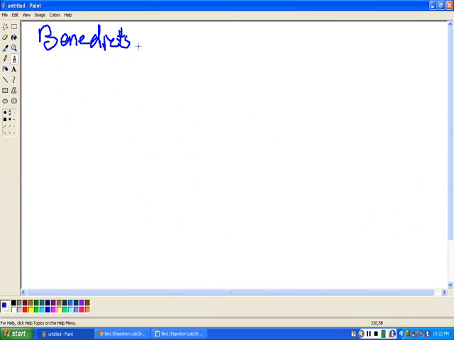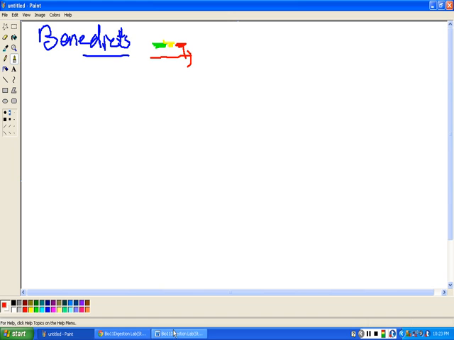And remember, Benedict's solution is the test for monosaccharides. It's blue in color, generally speaking, and depending on how much monosaccharide is present, it changes from green to yellowish to orange, or orangey red at the end. So that's what Benedict's does. The greater the concentration of monosaccharides, the greater the amount of color change.